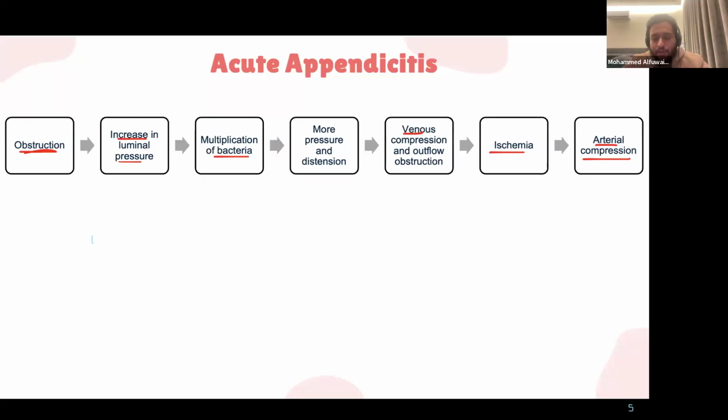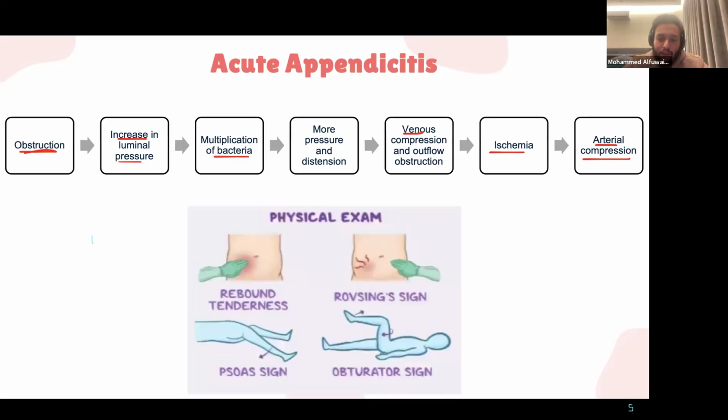Then there are two related to movement. If I extend my hip, sorry, move it backwards, and it causes severe pain, what is this called? Psoas sign. If I extend my hip all the way back, this is the psoas sign. If I flex my hip, then rotate it, this is the obturator sign. These are the signs that you need to know.